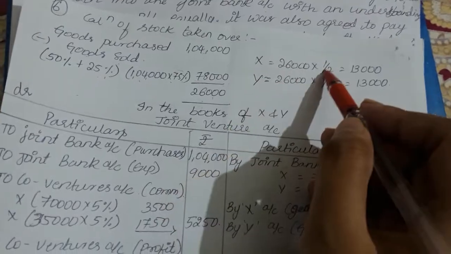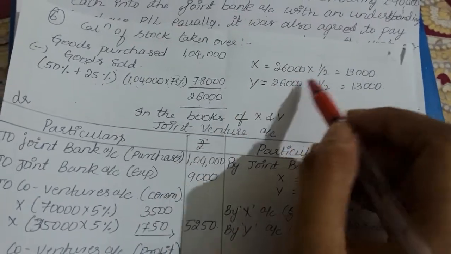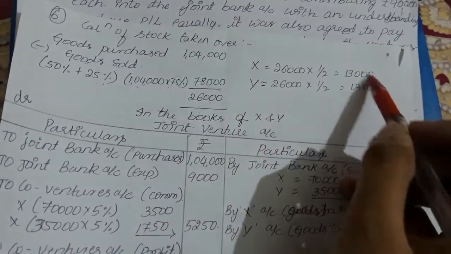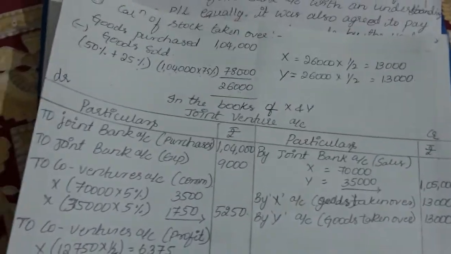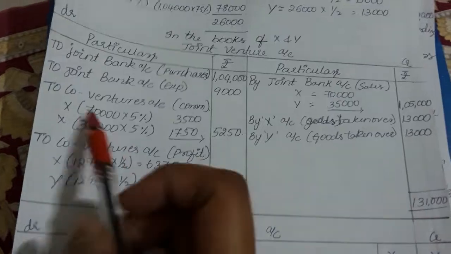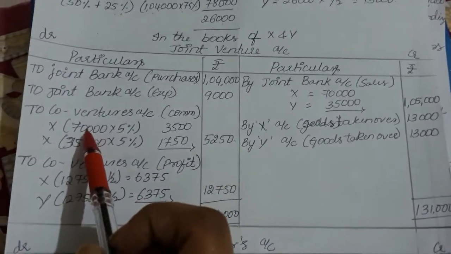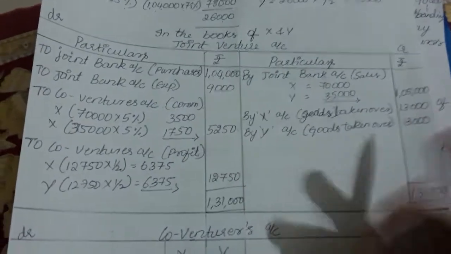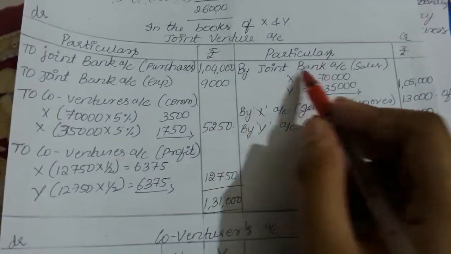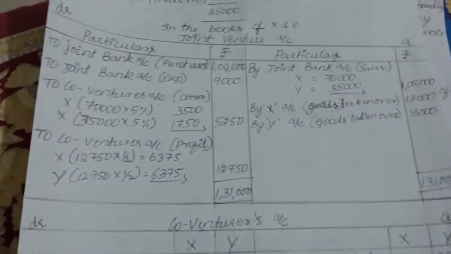26,000 of the goods is unsold. X and Y have shared the 26,000 equally. So each has taken 13,000 worth of goods. Now both of them, X and Y, have taken it. So first we will prepare the joint venture account. In the books of X and Y, the joint venture account on the credit side. So in the joint venture account, we must write how much the sales have been, right?